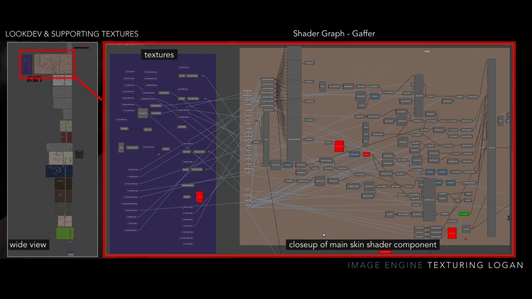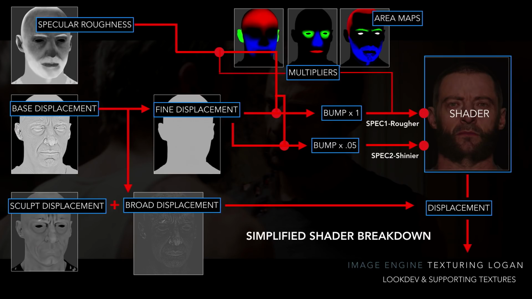So just to show you a little preview of the shader graph node, this is Gaffer, our Image Engine proprietary tool. On your left is the wide view that includes the hair, the clothing, everything. And then I just blew up the skin shader, the main one that I'm talking about. So you can see where all the textures are going in and how crazy complicated that could get with all of those. But I broke it down into something very simple that you can understand a little bit.